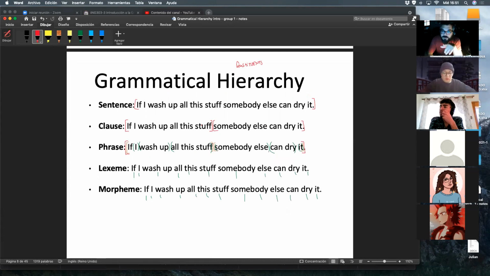La grammatical hierarchy funciona de esta forma, hacia arriba. ¿Sí? Eso quiere decir que los morphemes van a crear lexemes. Los lexemes van a crear phrases. ¿Ya? Que las phrases will create clauses and clauses will create sentences. Right? Also, a lexeme is basically one or more morphemes. Right? A phrase is one or more lexemes. A clause is one or more phrases, and the sentence is one or more clauses.